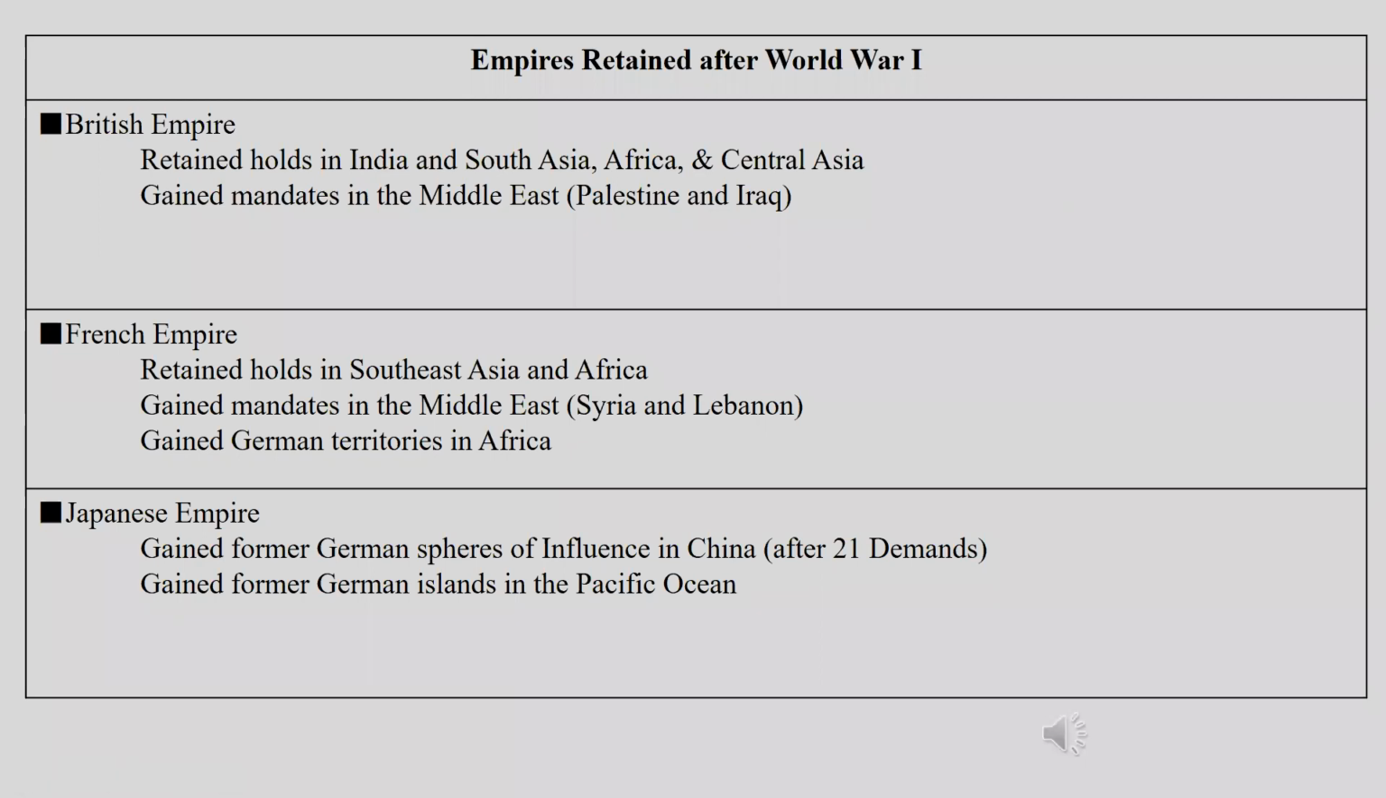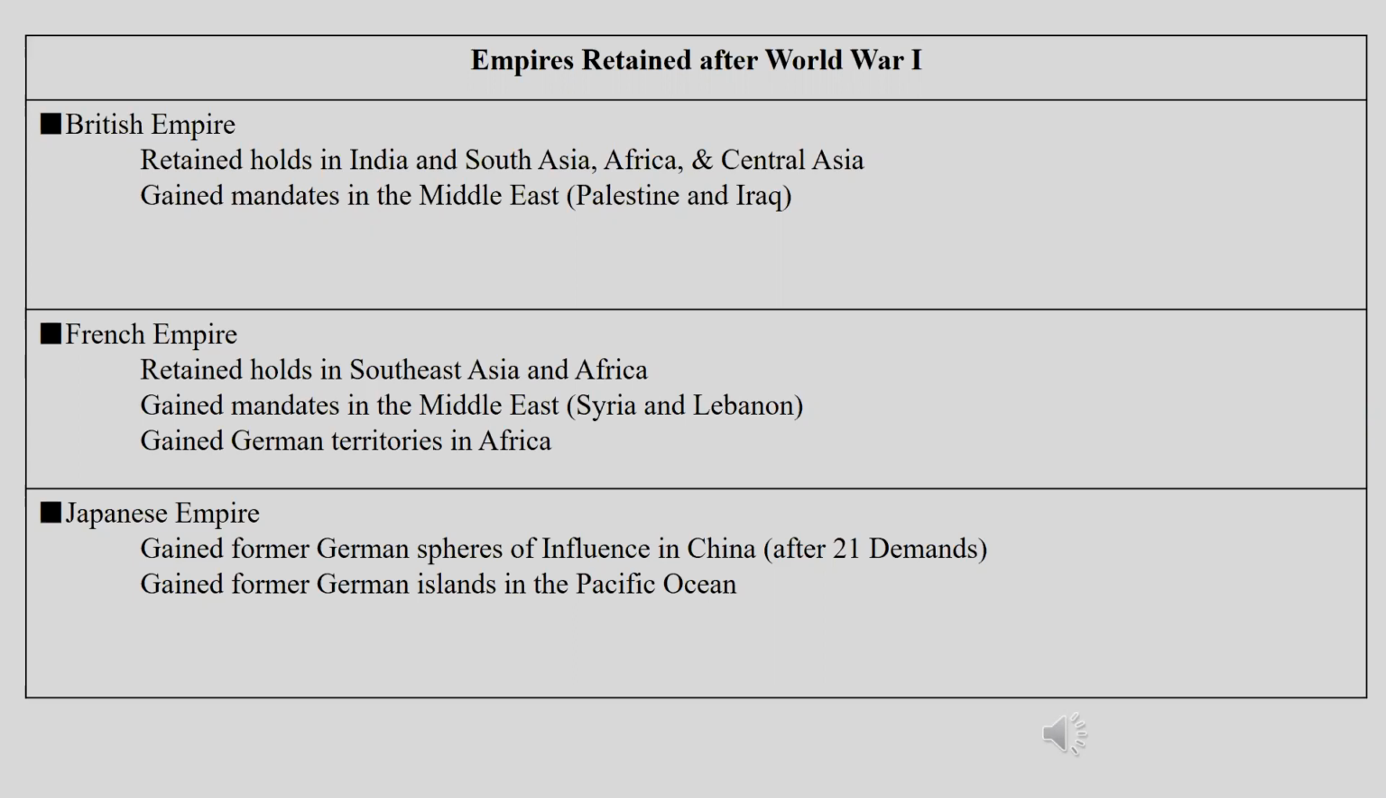As much as empires collapsed after World War I, some empires grew. For example, England retained all of its colonies in India and Africa, its spheres of influence in China, and even gained its mandates in former Ottoman territory, specifically in Iraq and Palestine. France retained its colonies in Southeast Asia and its spheres of influence in China. It also gained mandates over former Ottoman territory in Lebanon and Syria. As well, both England and France gained former German colonies in Africa.